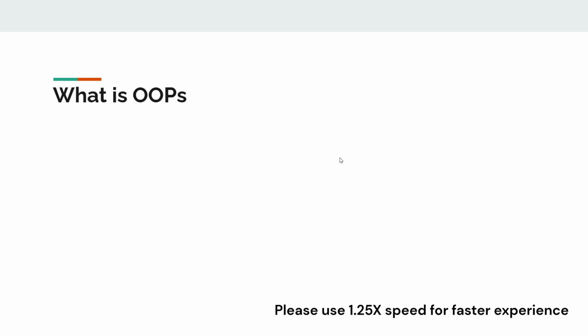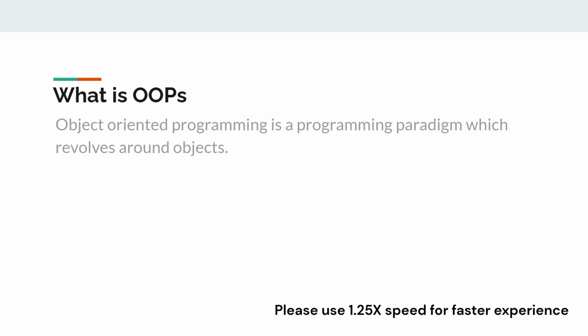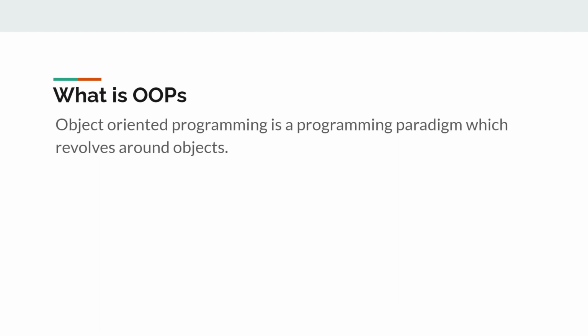OOPS, or object-oriented programming, is a programming concept. Object-oriented programming is a programming paradigm which revolves around objects. The objects can contain data and behavior. An object is something which is the very fundamental construct of Java.